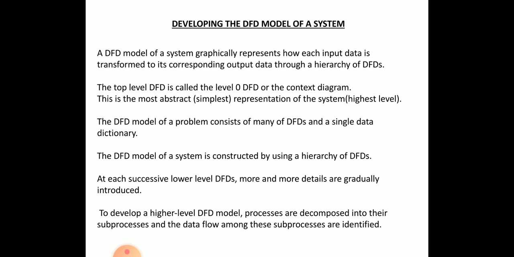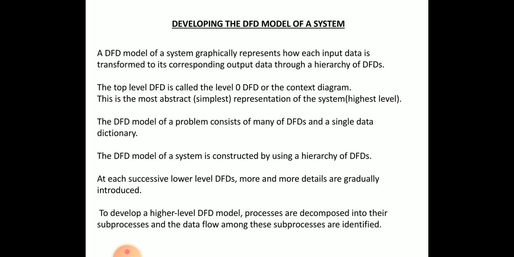And below the context diagram, at each successive lower level of DFDs, more and more details are gradually introduced. To develop a higher level DFD model, processes are decomposed into their subprocesses, and the data flow among these subprocesses are identified. So, for forming the data flow diagram of a software development process, the whole process is to identify the important functionalities. The main functionalities, that is the higher level functionalities, will be represented using a single level, that is the context diagram. So, the context diagram represents the main functionalities of the software.